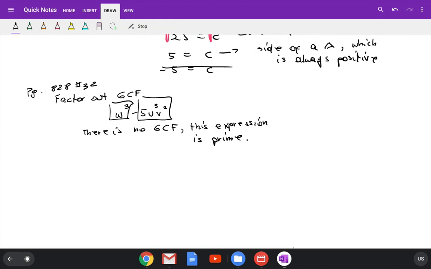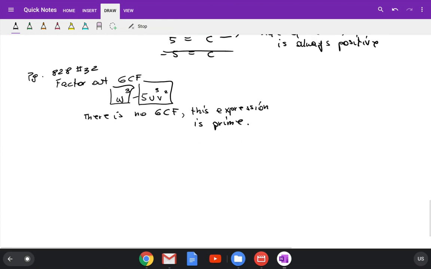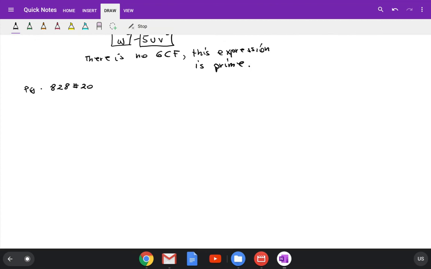Page 828, that was 32. Now page 828, number 20. The same thing, factor out GCF. And in number 20, you have 16d to the third power plus 24d squared plus 32d.